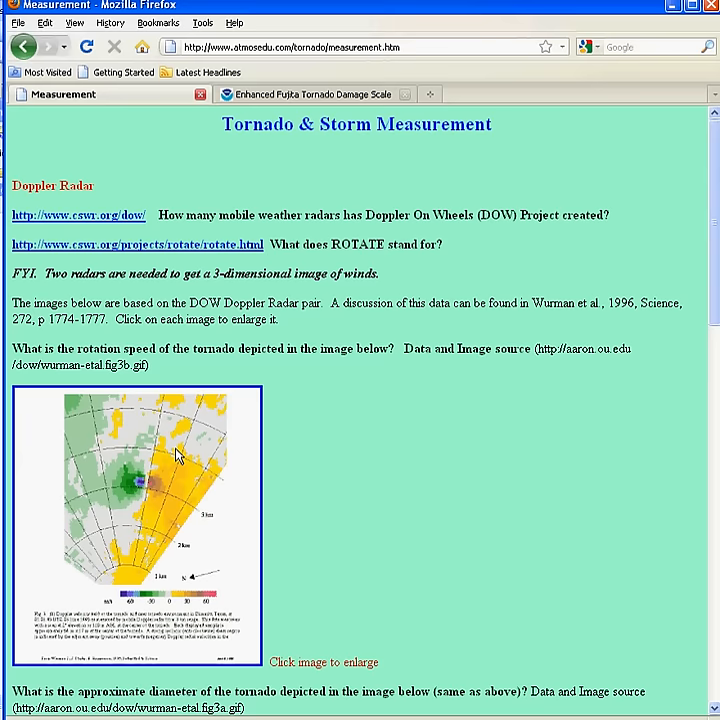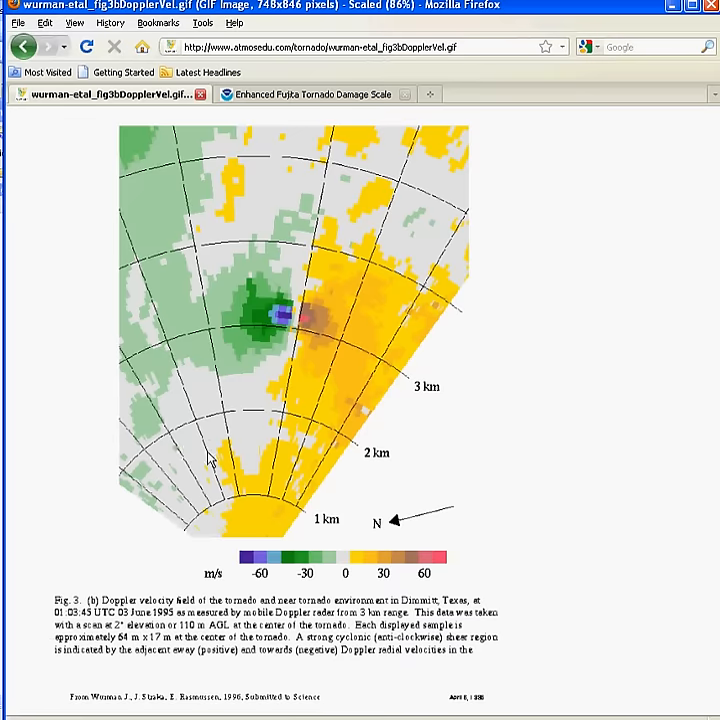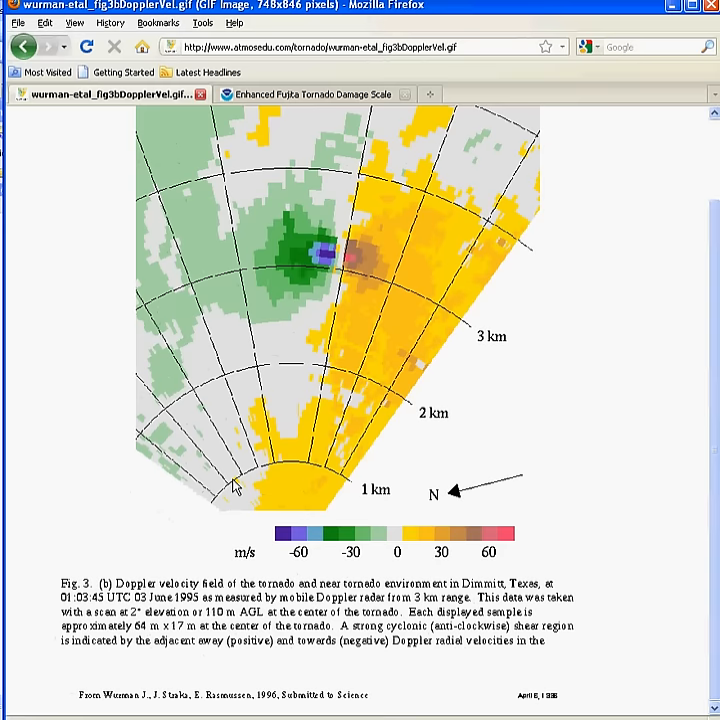Often the way we measure tornado wind speed and intensity is using Doppler radar. And here's a Doppler radar image. The scale here is in meters per second, and if you multiply that by about 2.2, it would get you into miles per hour. So 60 meters per second is roughly 130 miles per hour.